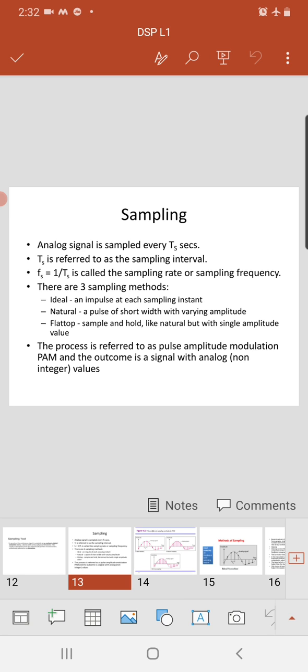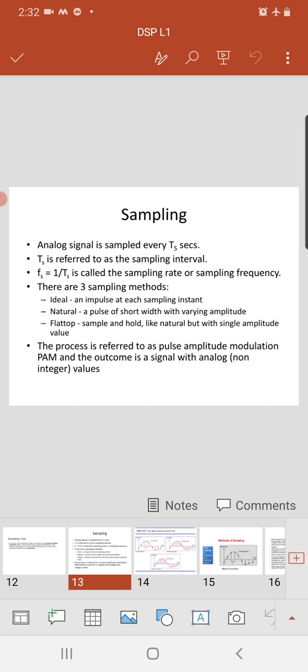Analog signal is sampled every Ts seconds. So Ts is what? Ts is nothing but the sampling interval. Fs is what? Fs is 1 by Ts, that is the sampling rate or sampling frequency.